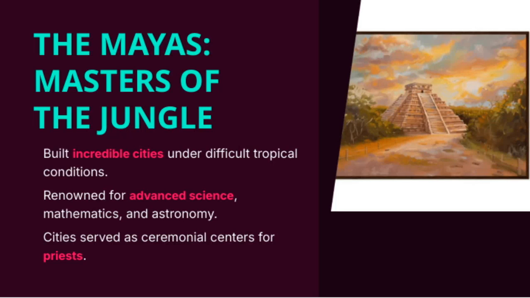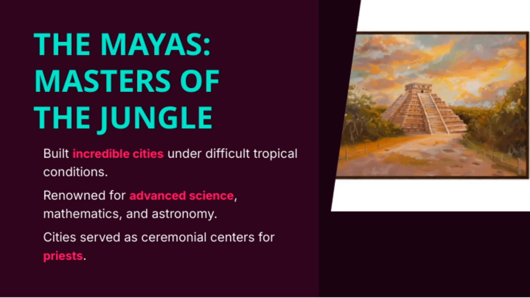Cities served as ceremonial centers for priests, meaning these urban areas weren't just about daily life, but also held deep spiritual significance. They functioned as hubs for religious rituals and ceremonies, emphasizing the central role religion played in Maya society. The Maya were renowned for their advanced knowledge in science, mathematics, and astronomy, which they used to develop complex calendars and understand celestial movements.